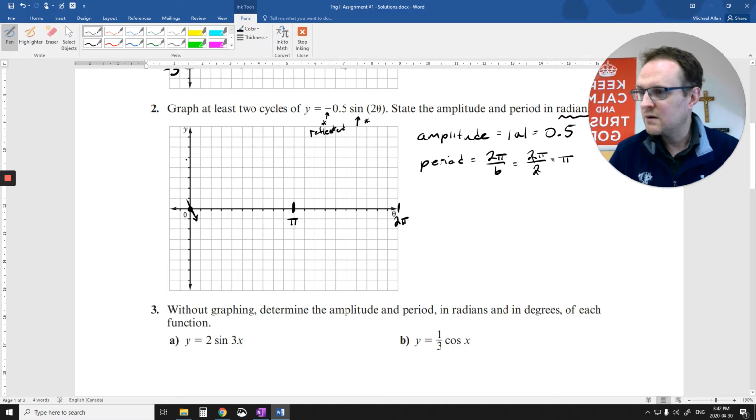1, 2, 3, 4, 5. Right about here, let's call that 0.5. And 1, 2, 3, 4, 5. Let's call that negative 0.5.